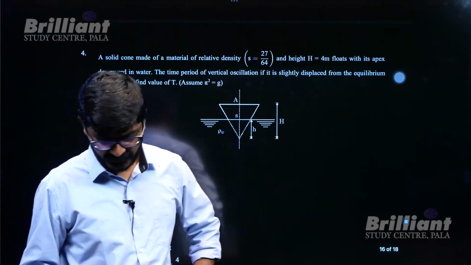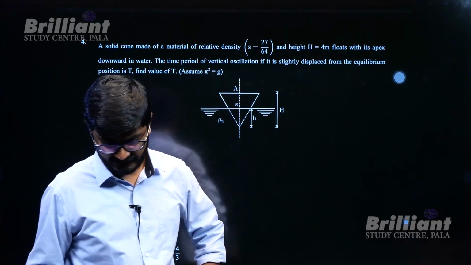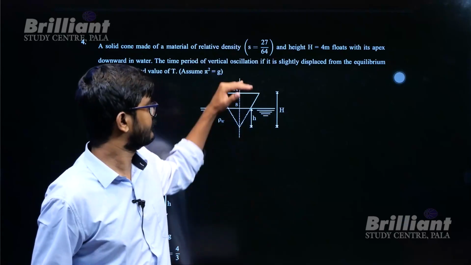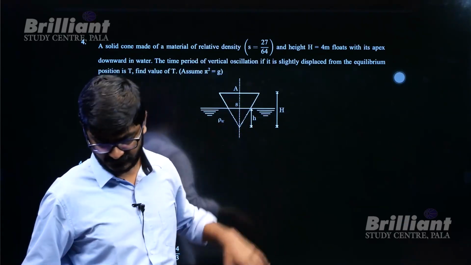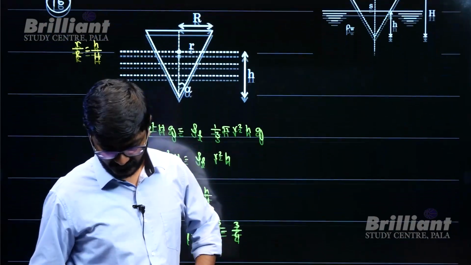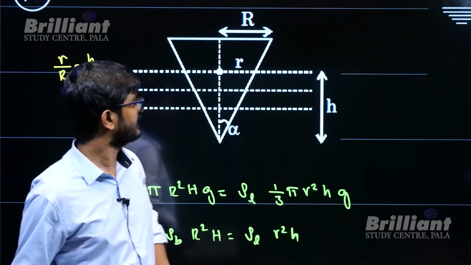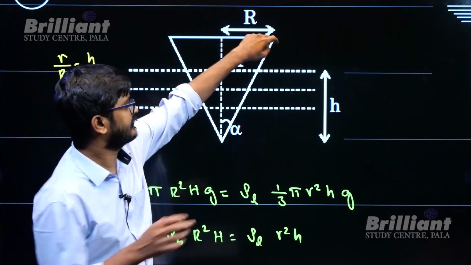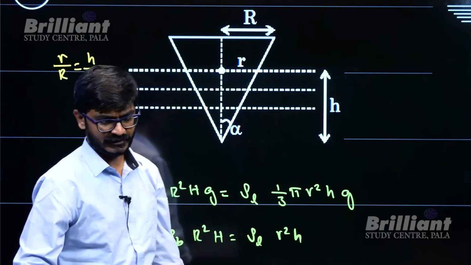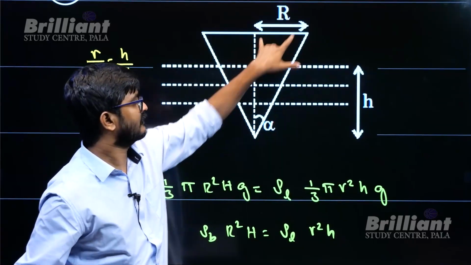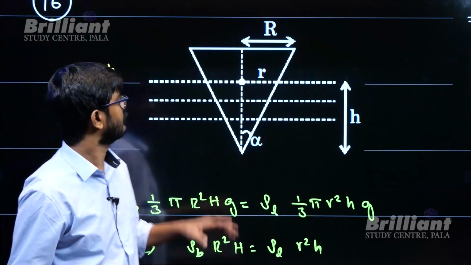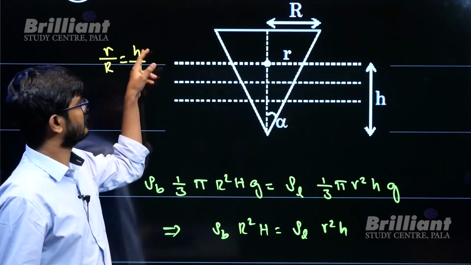A solid cone made of material with a given relative density and height is floating. When you displace it and leave it, it will perform SHM. You need to calculate its time period. First of all, it is like this, where this radius is capital R and this height is capital H. This radius is small r, I am assuming, and this height is small h. So small r by capital R equals small h by capital H by similar triangles or by taking tan theta.